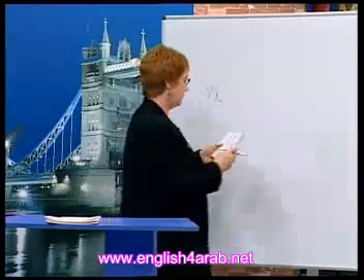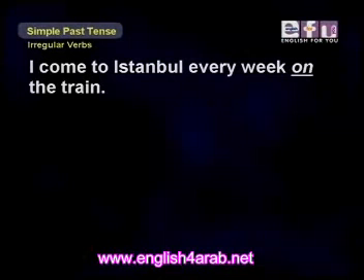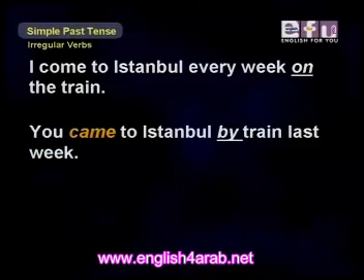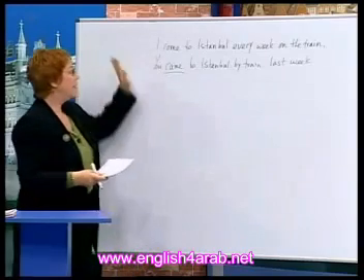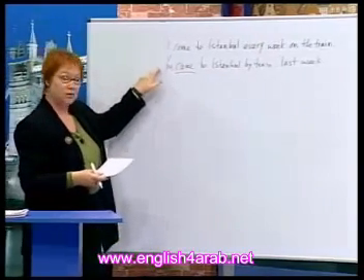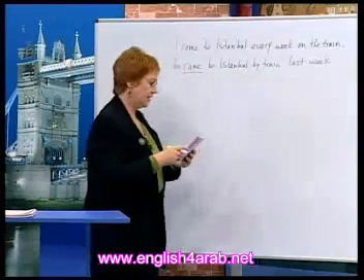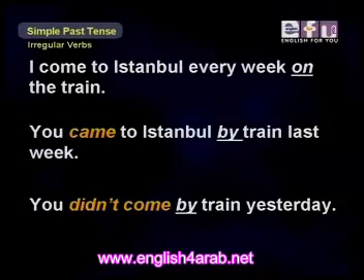Now look at these sentences. I come to Istanbul every week on the train. This is normal. You came to Istanbul by train last week. Okay? I come to Istanbul every week on the train. You came to Istanbul by train last week. Okay? Another example. You didn't come by train yesterday. This is negative.